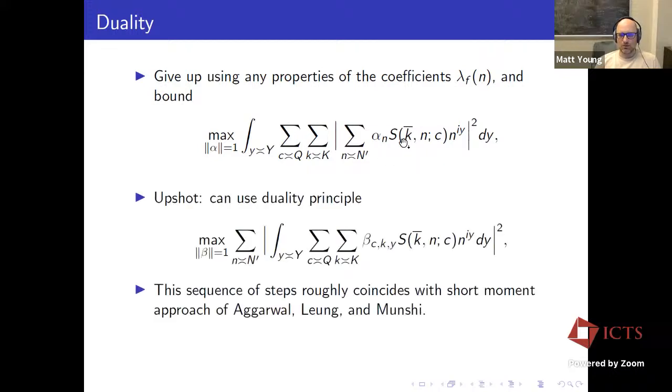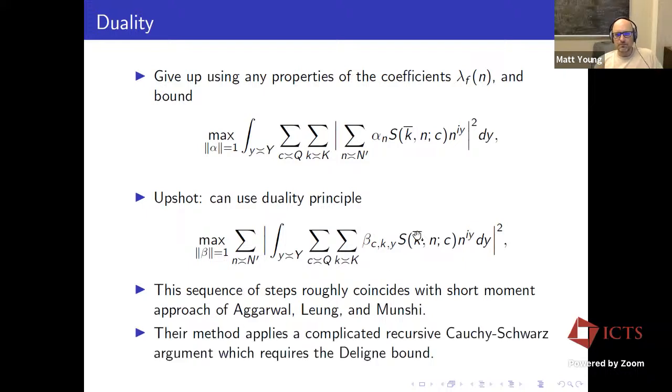Anyway, sorry, we haven't used duality yet. I was getting ahead of myself. So the original expression, we've got the integral, c and k on the outside and on the inside. But if you give up any properties of the coefficients, then you can use duality, and then you have to bound the dual problem, where n is on the outside, and then y, c, and k are on the inside.